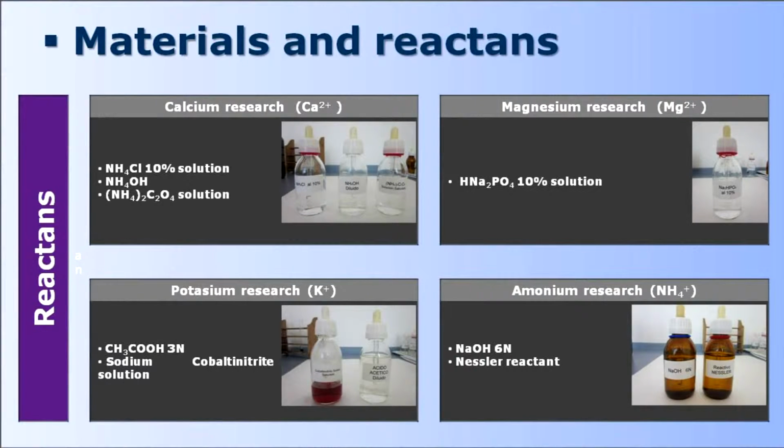Reactants. Cations research. For the research of calcium, we use ammonium chloride solution at 10%, ammonium hydroxide, and ammonium oxalate solution. For the research of magnesium, we use a solution of sodium diphosphate at 10%. For the research of ammonium, we use sodium hydroxide and the Nessler reagent. Finally, for the research of potassium, we use acetic acid and sodium cobaltinitrate solution.